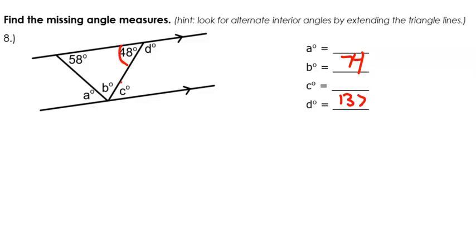So if this interior angle here is 48, that means C will also be 48, because alternate interior angles are congruent. And if I know that this is 74 and this is 48, then I can find angle A because they're supplementary. I can also find angle A by extending the triangle line on this side, because that means that A is an alternate interior angle to 58. So angle A is 58 degrees.